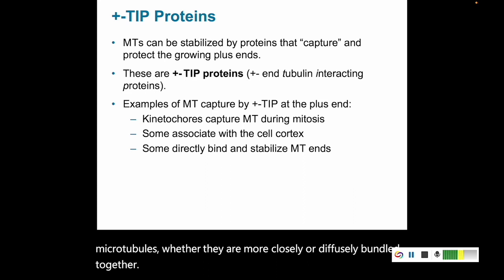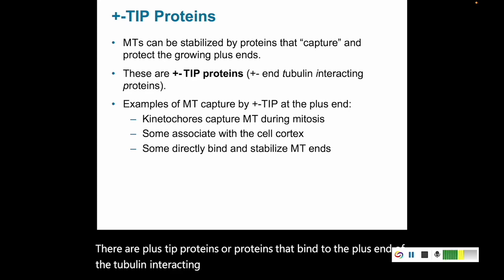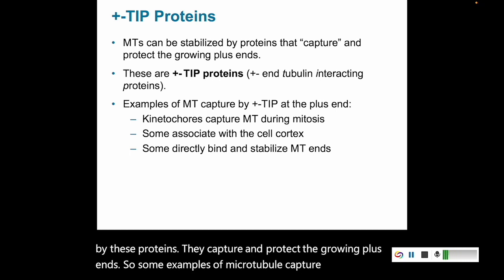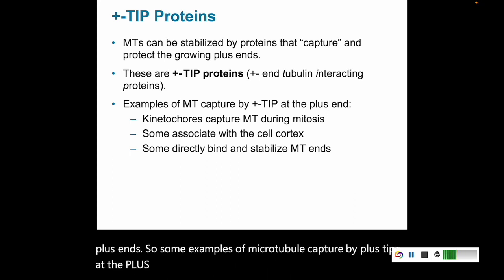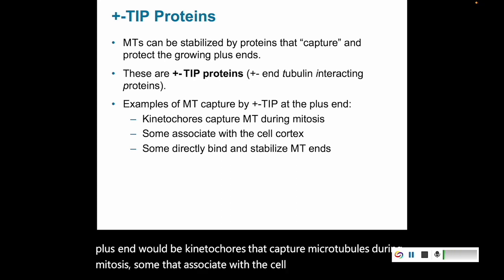There are plus tip proteins, or proteins that bind to the plus end of the microtubule. So microtubules can be stabilized by these proteins. They capture and protect the growing plus ends. Some examples of microtubule capture by plus tips at the plus end would be kinetochores that capture microtubules during mitosis, some that associate with the cell cortex, and some that directly bind and stabilize the microtubule ends.